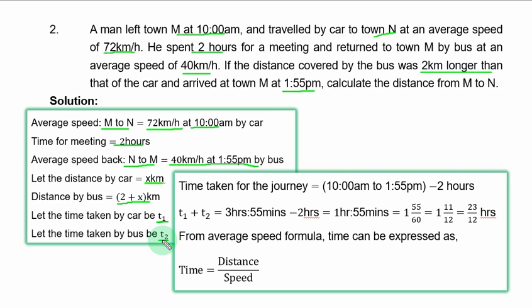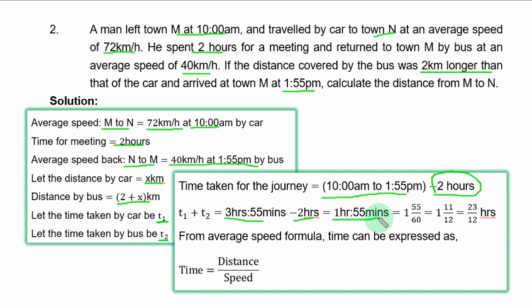So the time for the whole journey is 10 a.m. to 1:55 p.m. minus the 2 hours spent in that meeting. Now from 10 to 1:55 p.m. is about 3 hours 55 minutes. 3 hours 55 minutes minus 2 hours is 1 hour 55 minutes.